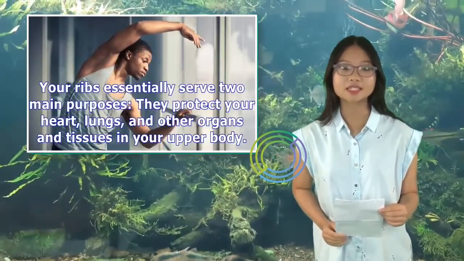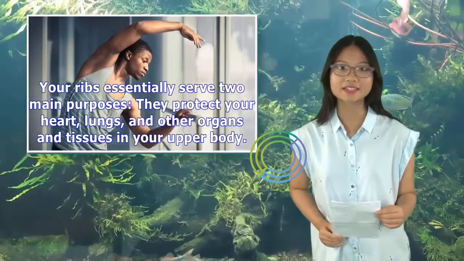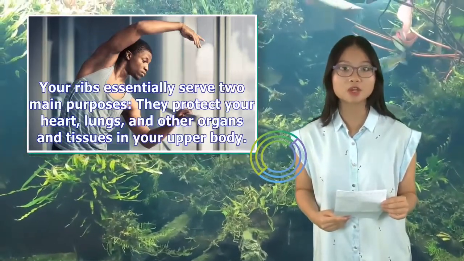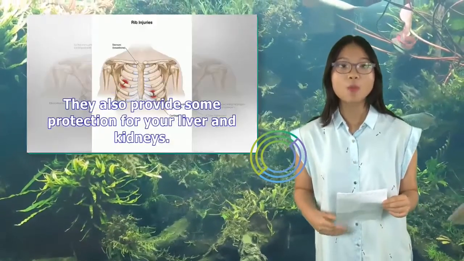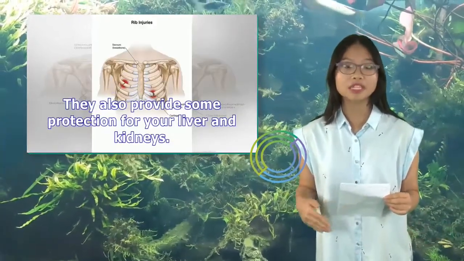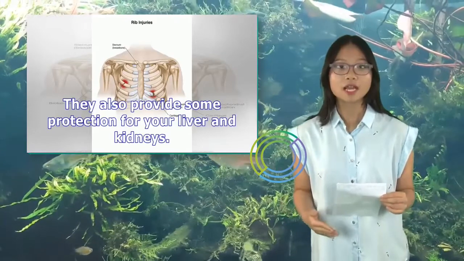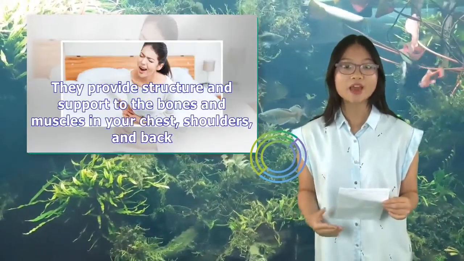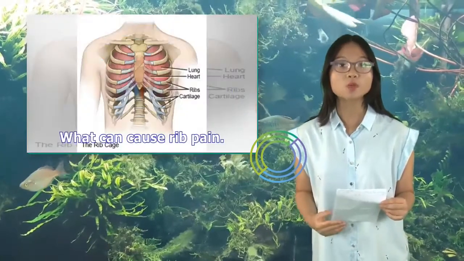Your ribs essentially serve two main purposes. They protect your heart, lungs, and other organs and tissues in your upper body. They also provide some protection for your liver and kidneys. They provide structure and support to the bones and muscles in your chest, shoulders, and back.